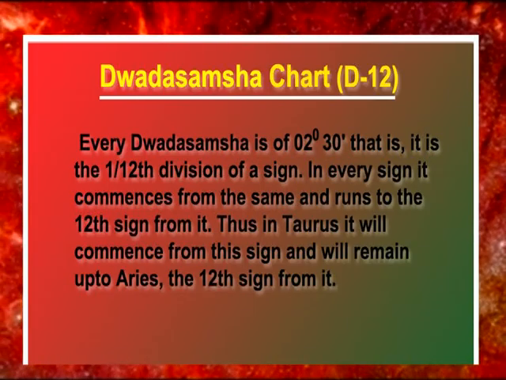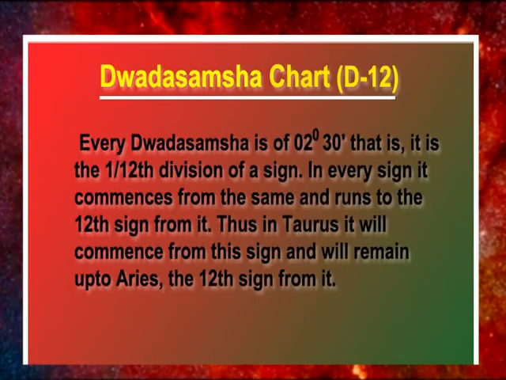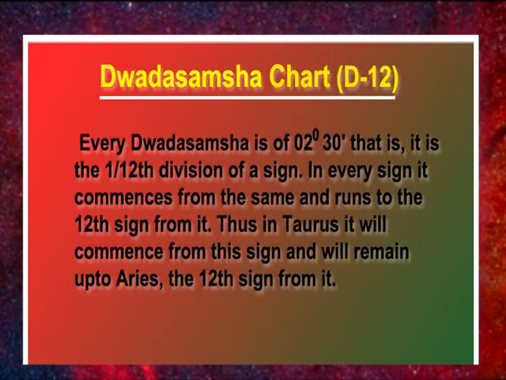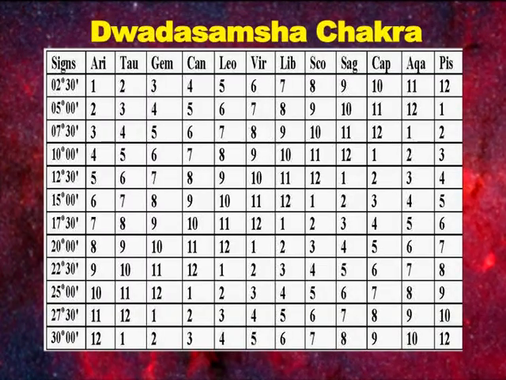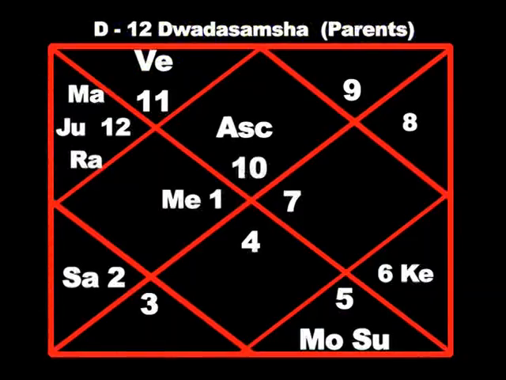Dwadashamsha, divided into 12 parts, each sign comprising 2 degrees and 30 minutes. It is 1/12th division of a sign. See the chart and placement of planets in different signs and houses. Dwadashamsha is for parents.